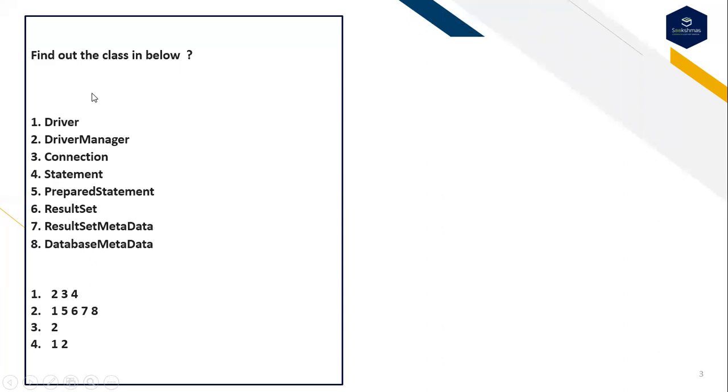And here, find out the class in the below. The driver manager is a class here. Driver manager is a class and the rest of the things all belong to the interfaces. Driver manager is a class. What exactly is the correct answer here? The third option is specifying the 2. So driver manager is the correct answer. Driver manager, we call it a class. And driver and the connection, statement and prepare statement, result set metadata and database metadata all belong to the interface.